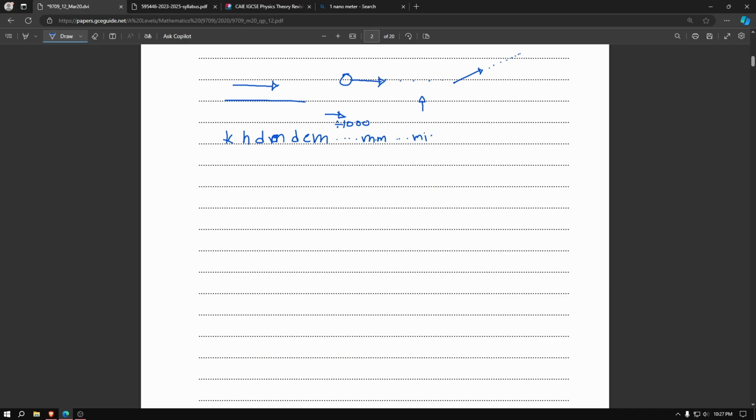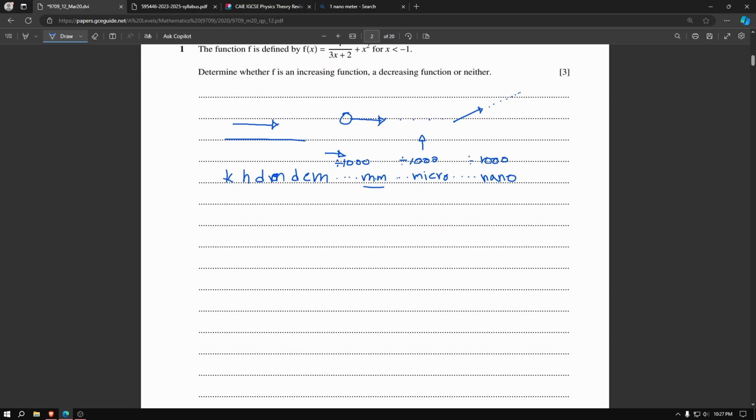Micro. Let's write micro, meter, micrometer. Then there comes nanometer. So micrometer, nanometer, and every time it's divided by 1000. So if you take 1 millimeter and slice it up 1000 times, one slice will be 1 micrometer. Slice a micrometer up 1000 times, take one slice, and it becomes a nanometer.